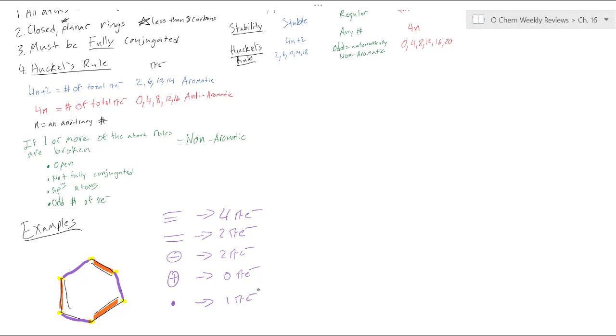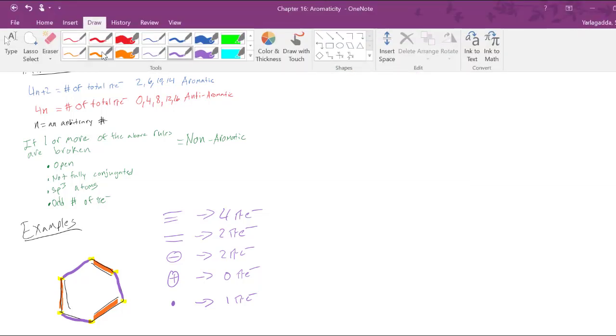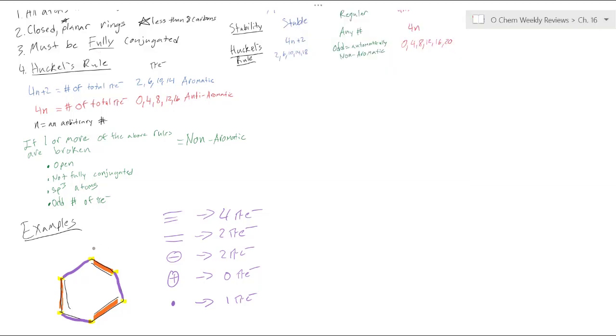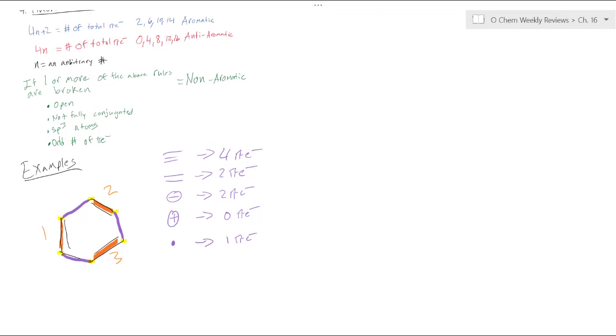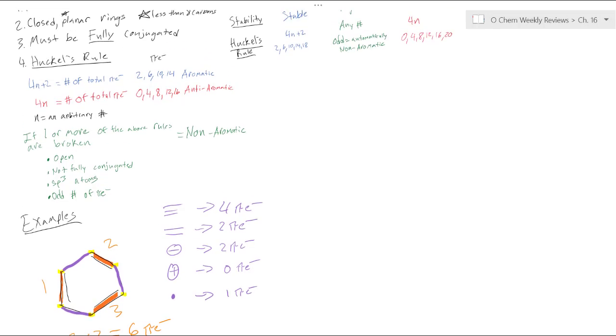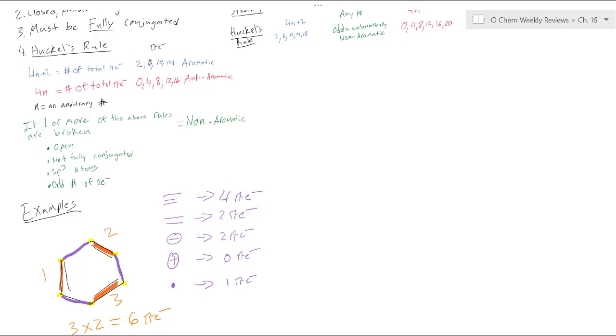Okay, so once that is understood, we can go ahead and count how many pi electrons we have. So here we have 1, 2, 3 double bonds, which means 3 times 2 gives us a total of 6 pi electrons. Okay, so 6 pi, let's see if it fits. Yep, we have 6 pi electrons right here. That means it is anti-aromatic. Sorry, it is aromatic. Let me correct that.